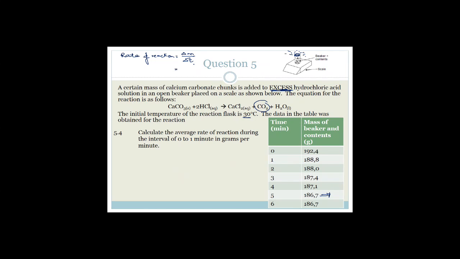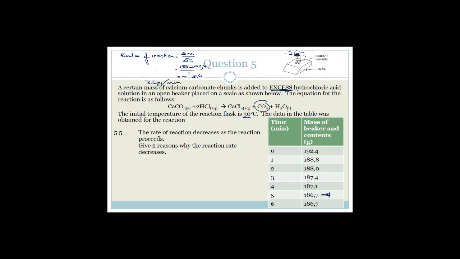So it's going to be 188.8 minus 192.4 over 1, which is going to be minus 3.6. But we don't put the rate as minus 3.6. What we're really saying is that we're losing 3.6, but we've also produced it because of the carbon dioxide that's given off. So therefore, the rate of the reaction is 3.6 grams per minute. That is the rate of the reaction.